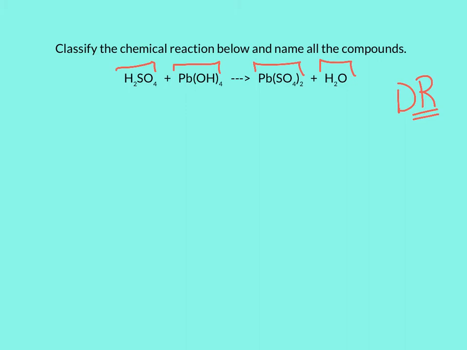In a double replacement, we think of these first elements switching places. So the H is going to move in with the OH, the Pb is going to move over with the SO4. And that is in fact what we have. We got the Pb with the SO4. We have the H in the OH. Well, that's water. That's H2O. So in fact, this is a double replacement reaction. So in terms of classifying, this is double replacement.